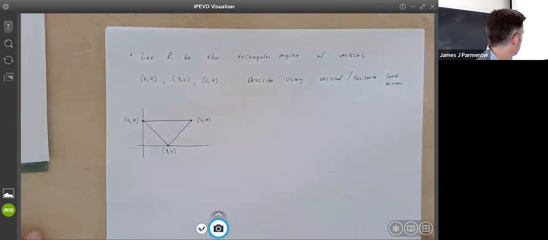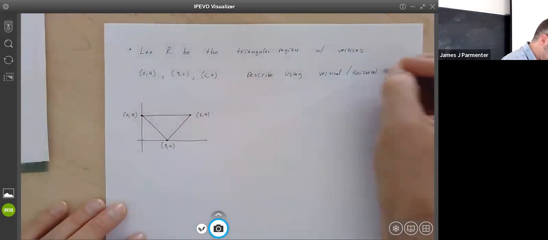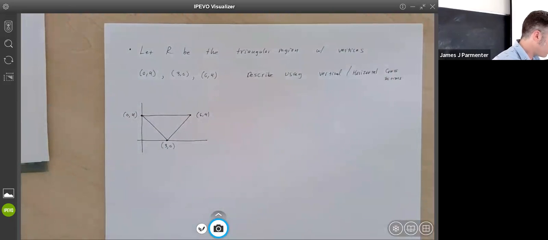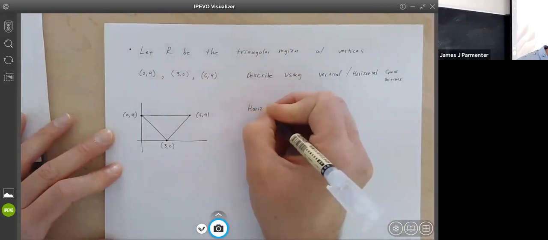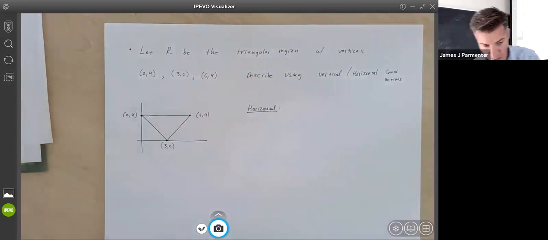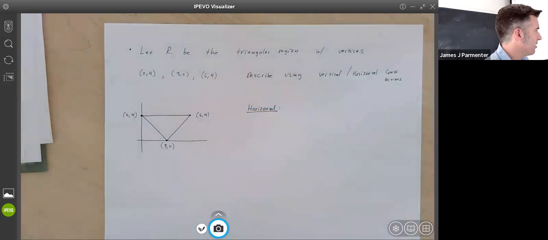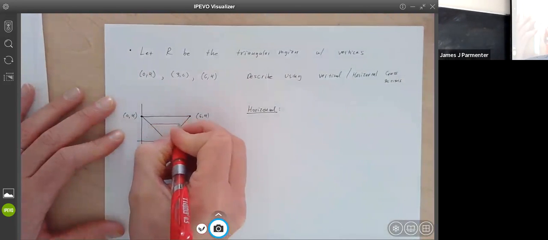So there's my triangle. Let's go ahead and do horizontal cross sections first, even though the problem in your assignment says vertical first. Using horizontal cross sections, I'm going to draw a little horizontal strip. It's not necessary to draw the strip, but it reminds me of what I'm doing.